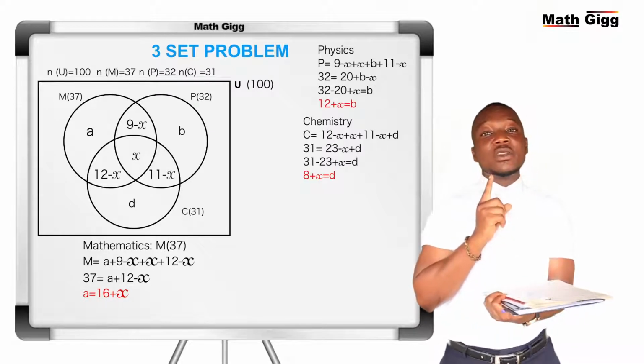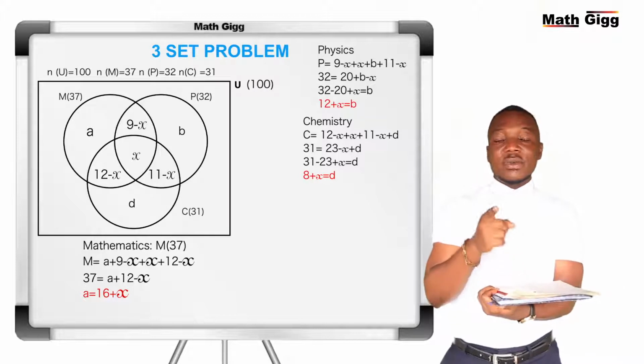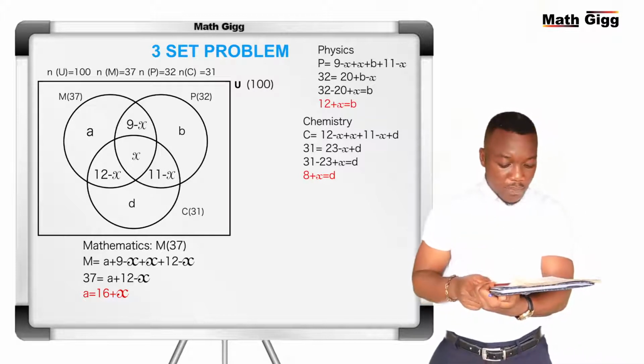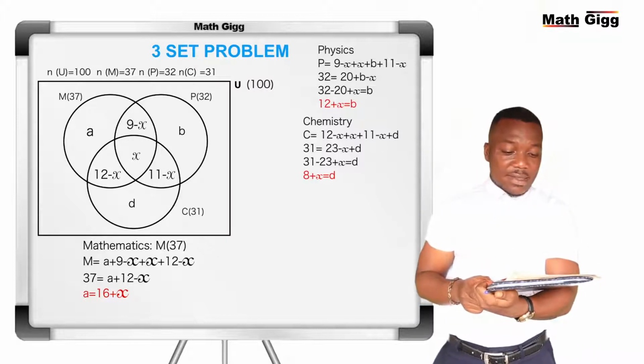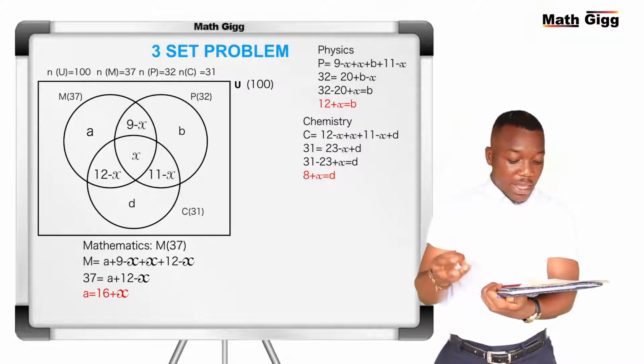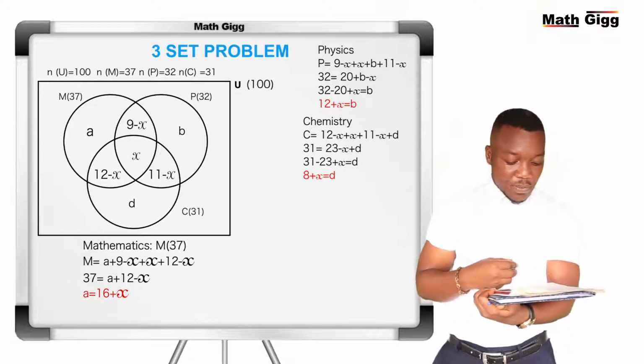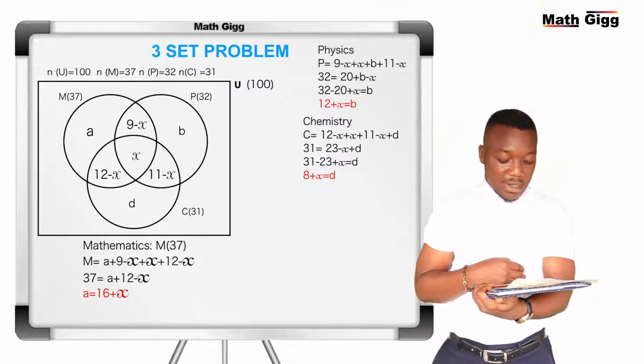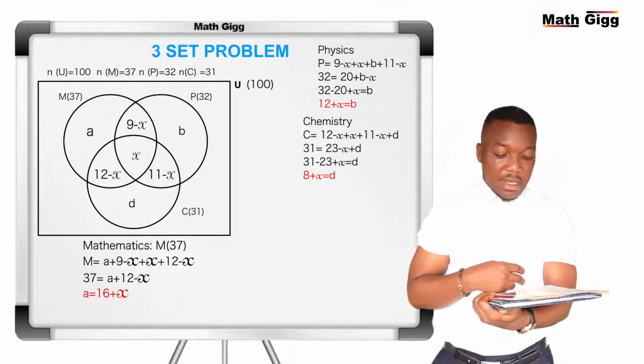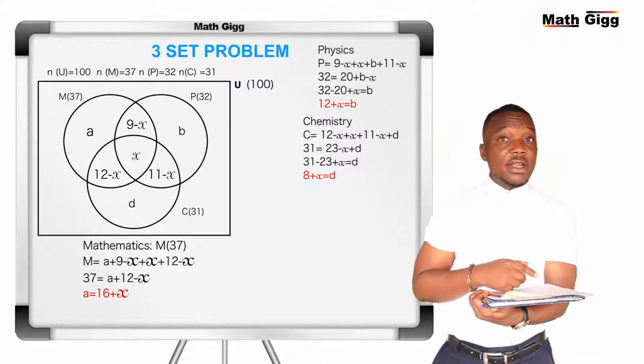And I'm saying expressions will always lead us to the answer. Relax and let's move on. Now, if you do that, the next thing is we have expressions for a, b, and d. For the b, I had 12 plus x, the d, 8 plus x. Now, I'd like to really look at the Venn diagram again.